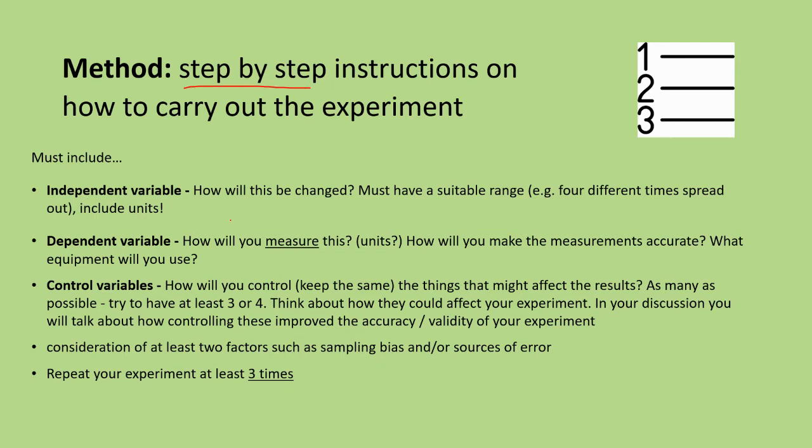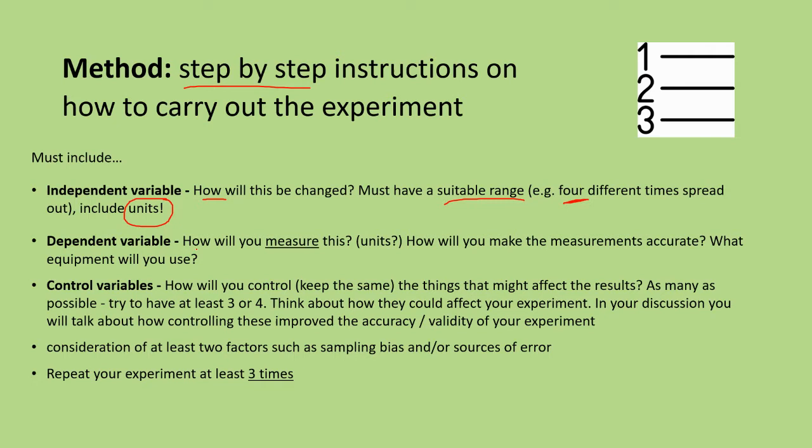The first thing it must include is what you're going to change, the independent variable, how you're going to change it, and it must have a suitable range. We're going to aim for at least 4 different values spread out, and make sure you include the units. For concentration, that would be percentage. For time, that would be seconds. For surface area, we're just going to describe it.